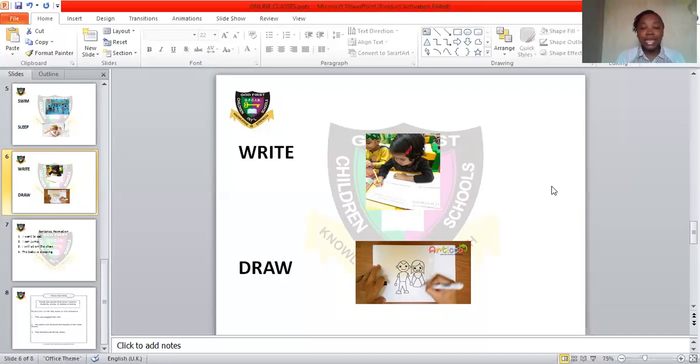Now let's go to our last example. We have draw. Like when we draw in our creative and cultural arts class, when we draw in our coloring activities workbook, we are drawing. We are carrying out an action, and the action is drawing. So the verb in our action is draw.